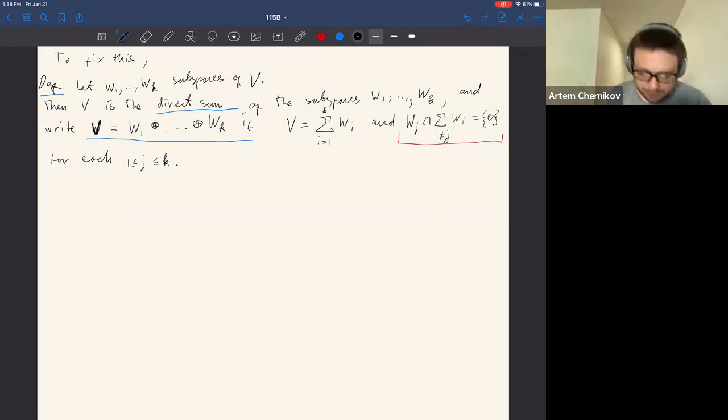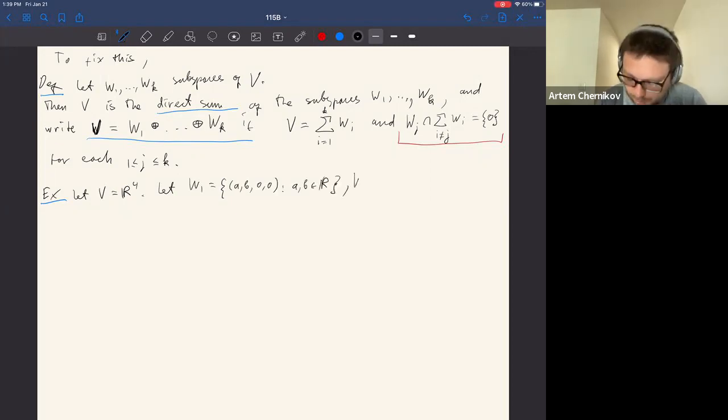Okay, so let's look again at the example. What happens in the reals? So for example, let's take V to be R4 now. Yeah, one higher. And let's look at some subspaces. So let's write W1 to be the subspace given by A, B, 0, 0. Okay, so the XY plane.